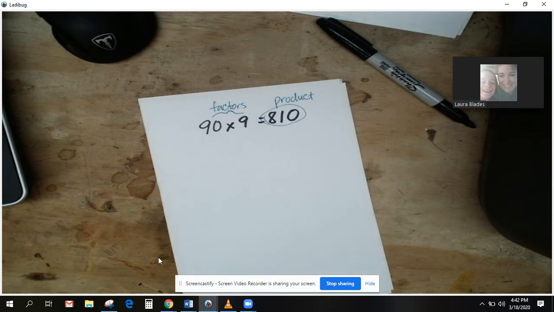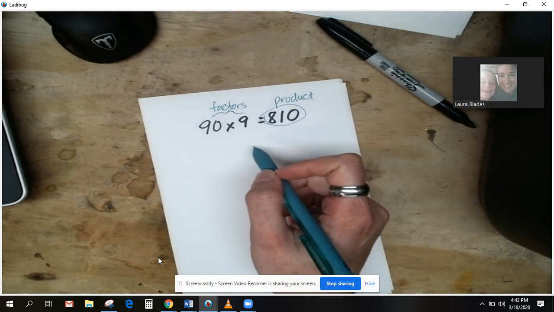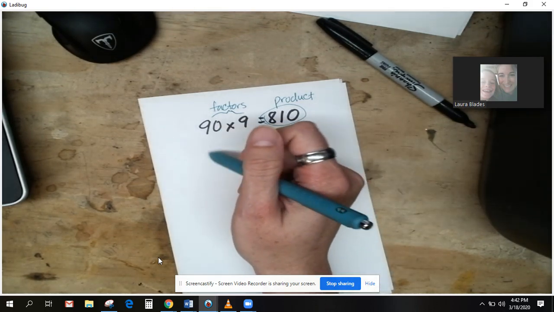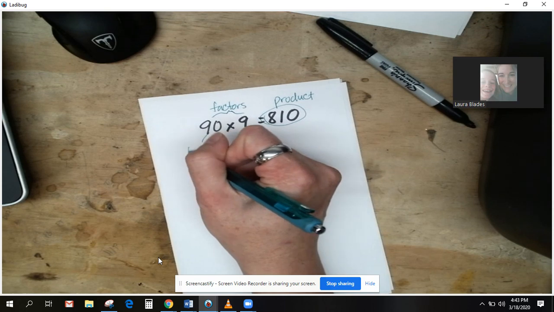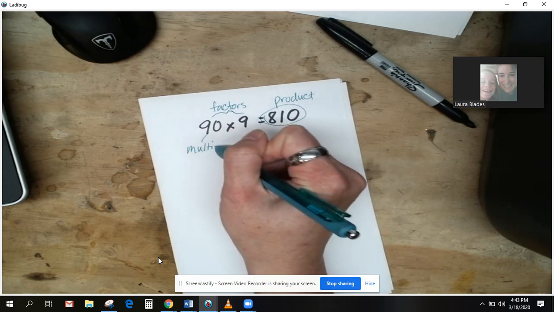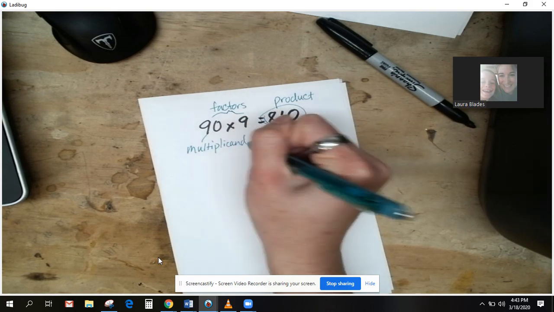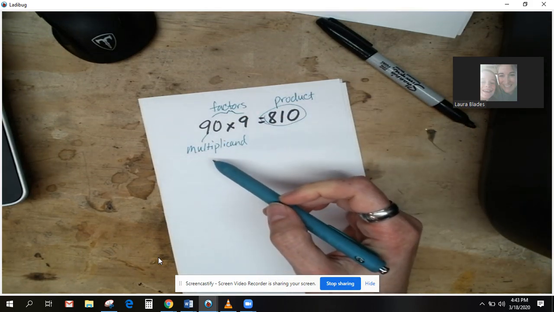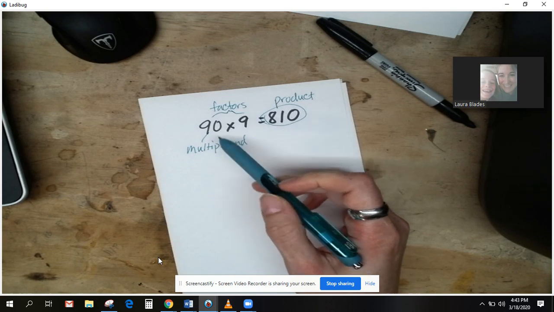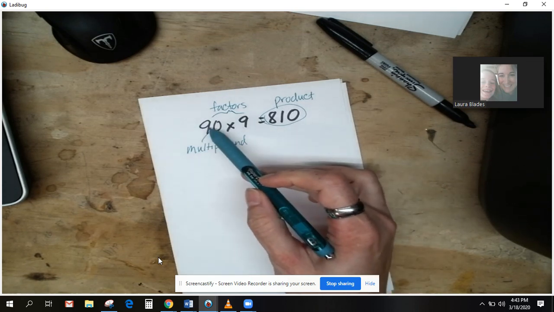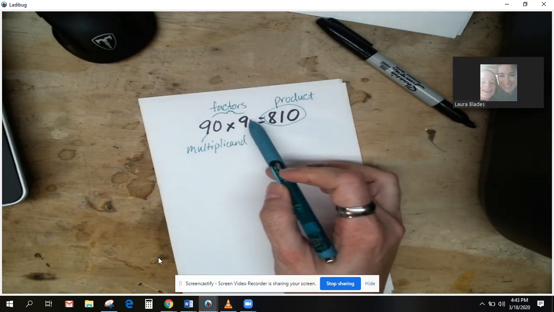A lot of times in my class, just to expose my students to some higher level vocabulary, we'll dive in a little bit deeper sometimes. And something we haven't talked about this year is that these factors actually have specific names. So the first one we're going to talk about is the multiplicand. That is definitely a mouthful. The multiplicand is a quantity which is to be multiplied by another.